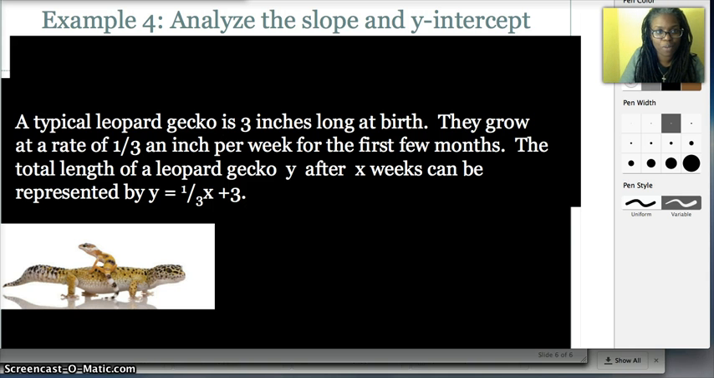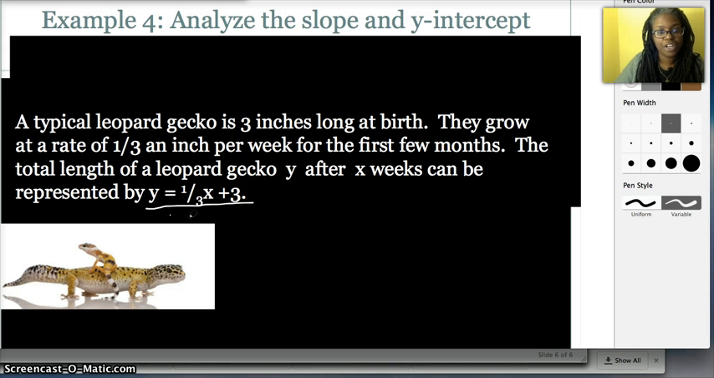So let's take a look at this for a moment. What this equation is telling us is the length after x number of weeks have transpired of a baby gecko. You realize that on week 0, when the baby gecko is born, it's already 3 inches. And then it's going to add 1/3 of an inch for every week of life. So this equation really represents the situation. So what are we going to do with it?